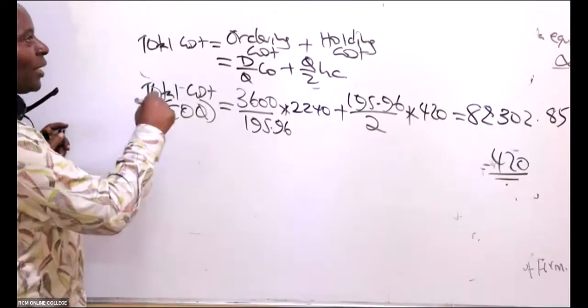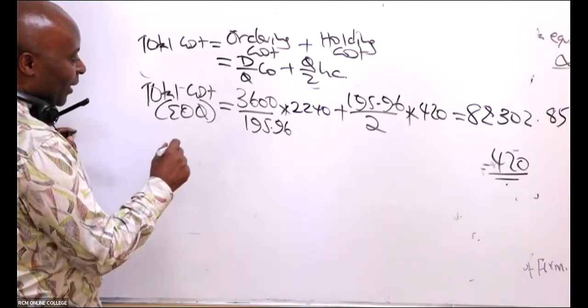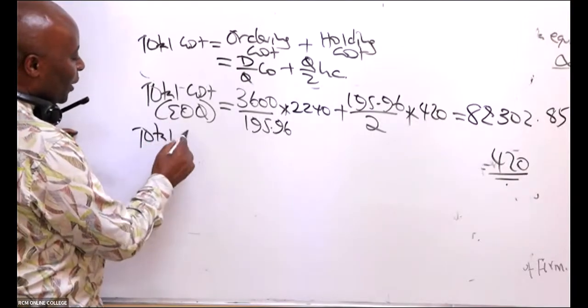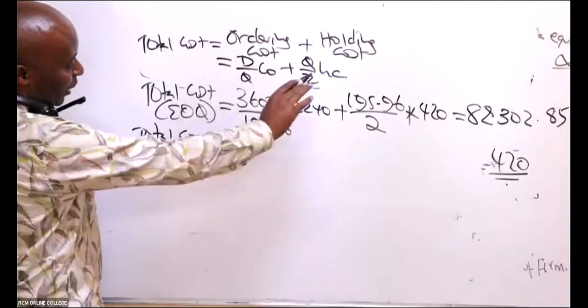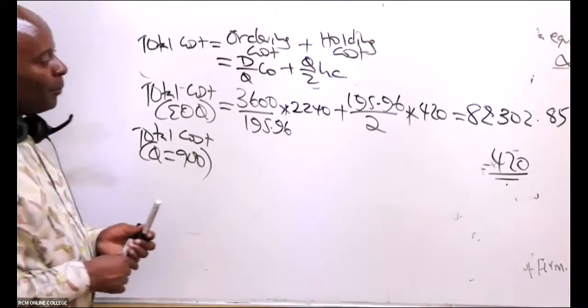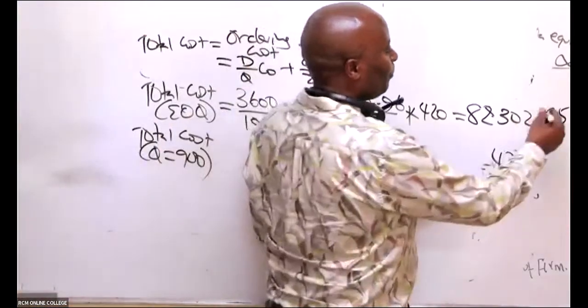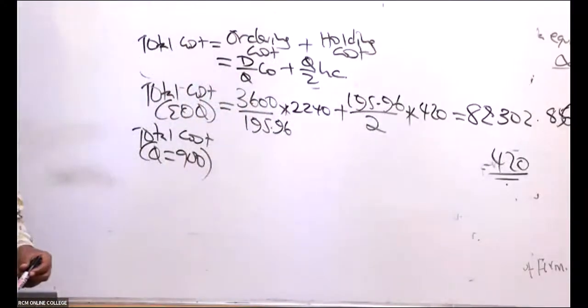Remember, currently we are getting 900 every 3 months. 900 to serve us for 3 months, eh? So give us total cost whenever Q is 900. Substitute in this, ndio tuweze kupata savings. Final answer, have you gotten that? 0.86. 0.86 like that. Are you able to follow?